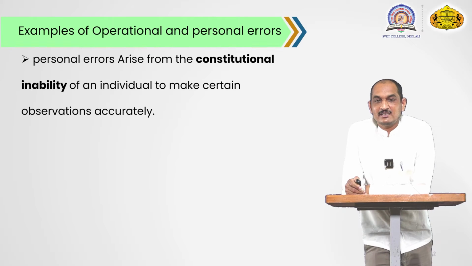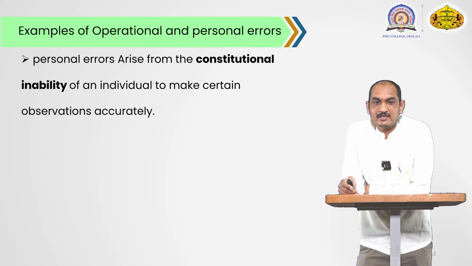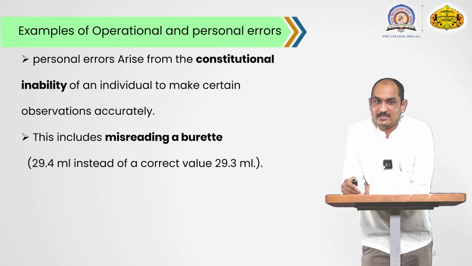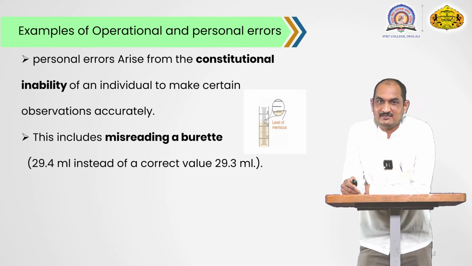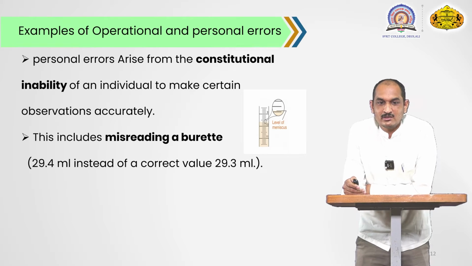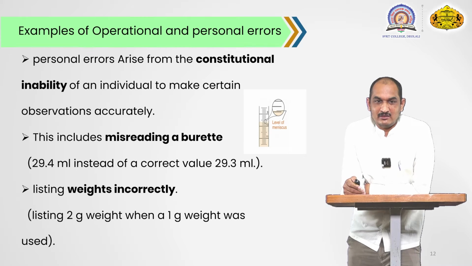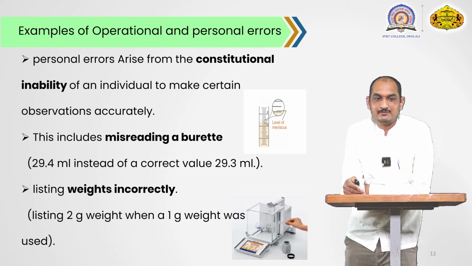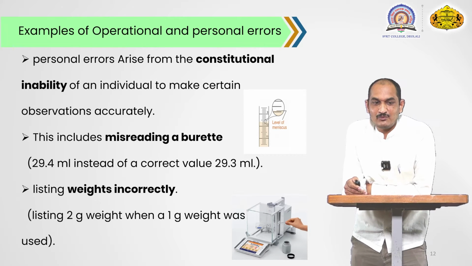We know that personal error arises from the constitutional inability of an individual to make a certain observation accurately. For example, this includes the misreading of a burette. During volumetric analysis, many students are confused about how to take the burette reading. Some students note down the upper meniscus, or some students note down the lower meniscus. This is the misreading of the burette. Another example of such an error is recording weight incorrectly, sometimes recording a 2 gram weight when a 1 gram weight was used.